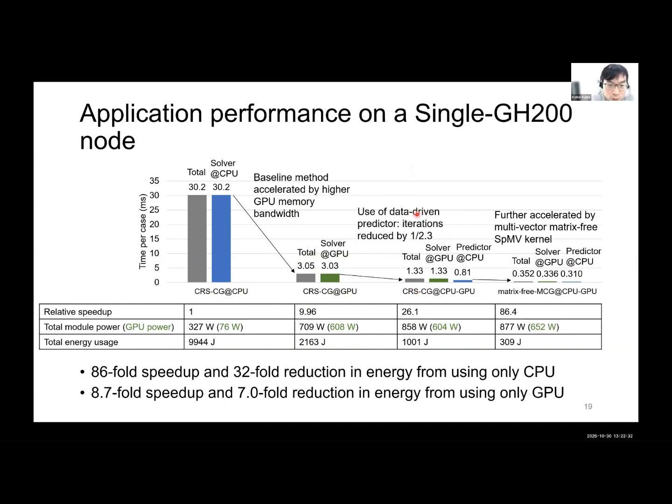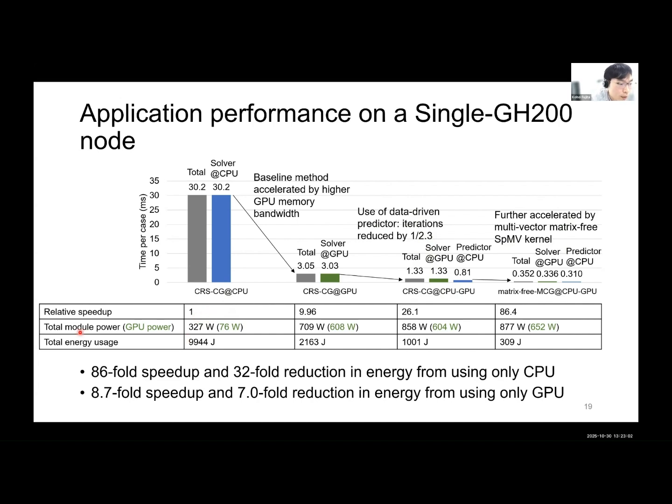By using the data-driven predictor, we can reduce the iterations by about 2.3-fold, and that leads to about 3.3-fold improvement in the time per case. By using the multi-vector matrix-free SPMV kernel, we can accelerate this further and get a total speedup of 86-fold when compared to the CPU-only method.